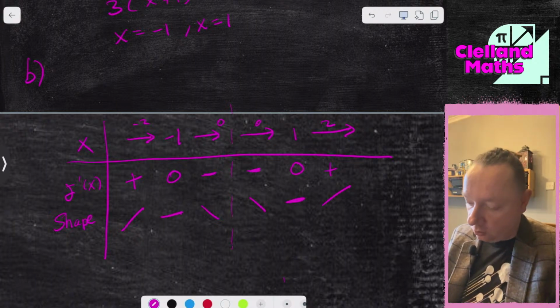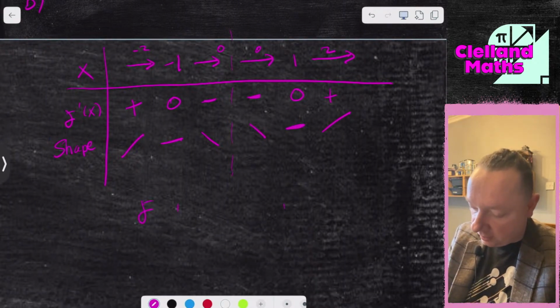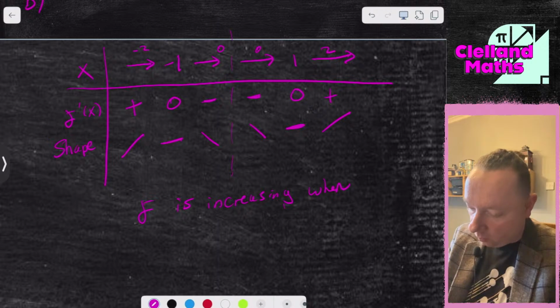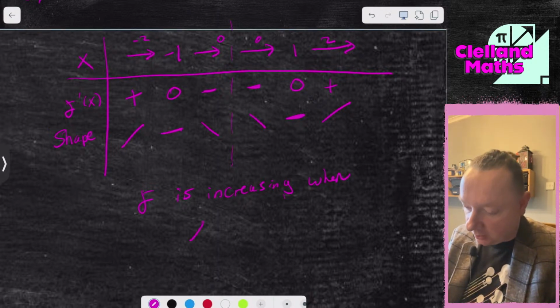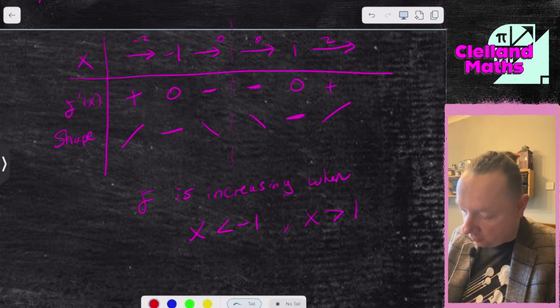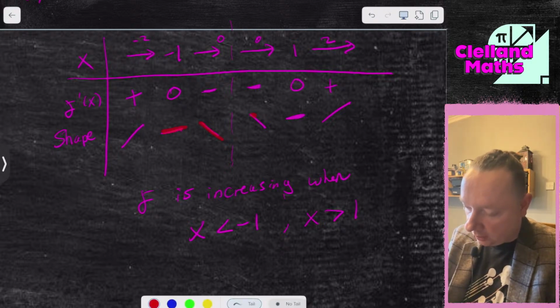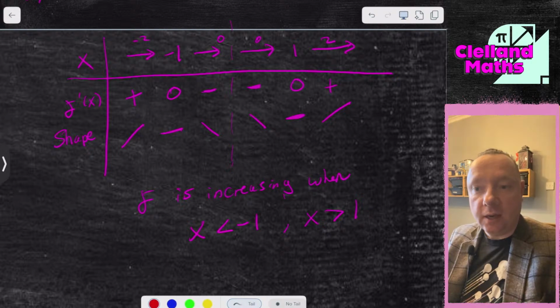So the range of values so that f is increasing, well, only when it's positive, so that x is less than minus 1 and x is bigger than 1, because everywhere else is either 0 or going down the way. And there we are, we've done that one.